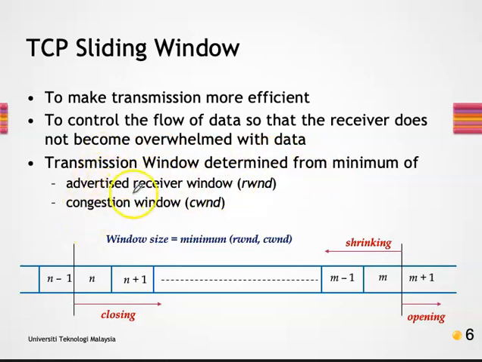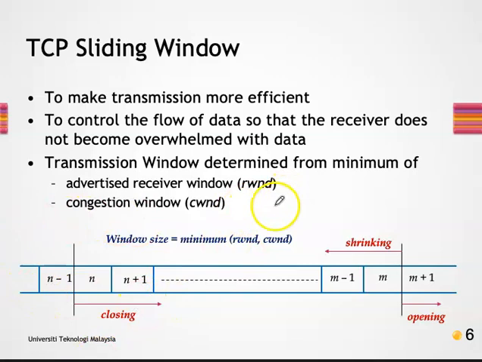Either it is the advertised receiver window, which we have been introduced to before, or the congestion window, or CWND. So this window size is determined by the minimum of these two values. So this is the abstract concept of the TCP sliding window.